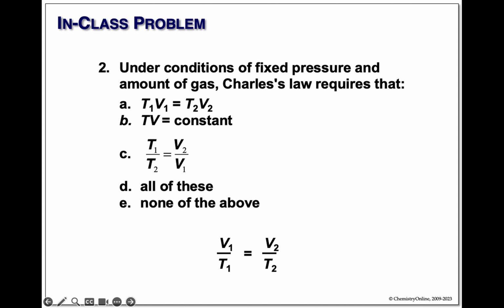That sounds really familiar, but that's Boyle's law, isn't it? Not Charles's. Charles's is V over T. So that's wrong. TV was a constant. No, V over T was a constant. Well, here we have something, but again, multiply both sides by V1, and then by T2, you get this. And we've already said that's wrong. So this is none of the above.